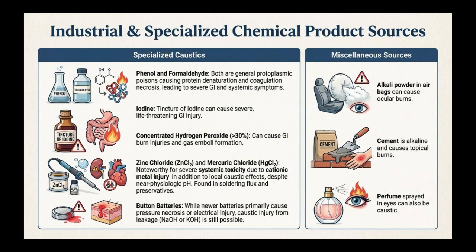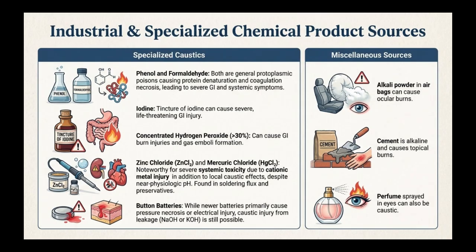Acidic compounds, which are proton donors that release hydrogen ions, primarily cause coagulation necrosis. This occurs by desiccating epithelial cells and denaturing proteins. This process forms a thick eschar or coagulum that theoretically limits further penetration into deeper tissues. Acids often have a strong odor and cause immediate pain, which typically limits the quantity ingested. While traditionally thought to cause less esophageal injury due to rapid transit to the stomach, severe esophageal and laryngeal injury can still occur, especially with intentional ingestions.